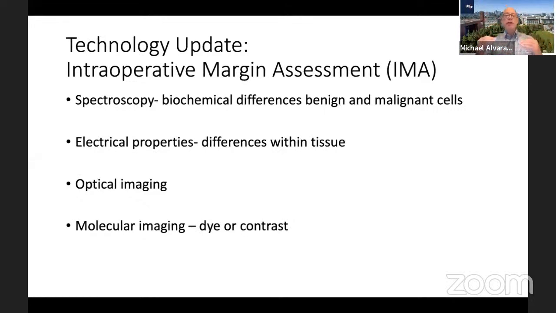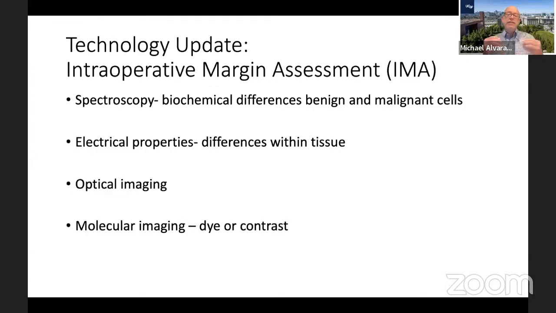But just as a brief overview of what's going on out there, I thought I'd share a few slides. There is spectroscopy, looking at biochemical differences between benign and malignant cells, utilizing spectroscopy in the operating room, and utilizing electrical properties or differences within the tissue for other technology. There's optical imaging, extremely small microscopic ultrasound-type techniques for looking at margins in the operating room. And then also, as you probably heard, molecular imaging.